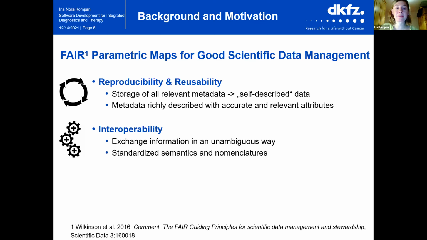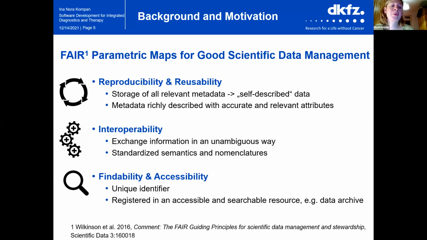Interoperability is defined as the ability to exchange information in an unambiguous way. So in order to exchange parametric maps in an interoperable way, standardized semantics and nomenclatures need to be defined. Also, there should exist an infrastructure to make data findable and accessible. For findability, a unique identifier must be assigned to the data, and for accessibility, they must be registered in an accessible and searchable resource, for example, a data archive.